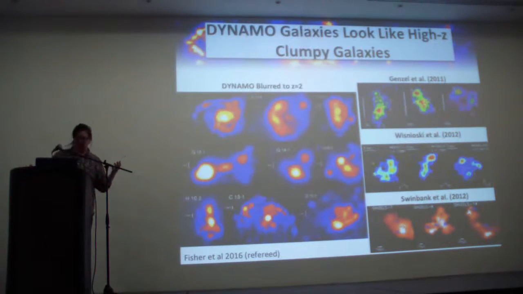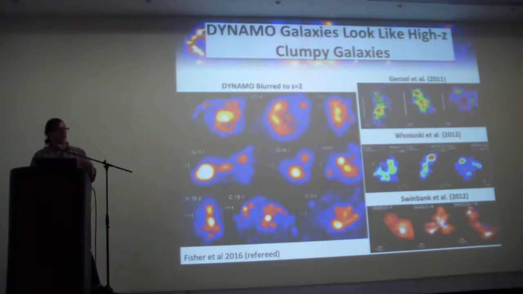And also, to me, this is the very basic result that is very clear. If I'm going to stand in front of you and tell you that DYNAMO galaxies are similar to high redshift galaxies, then I feel like they ought to look a lot like them. So we had an HST survey to map H-alpha emission in 10 of our galaxies. Before I show you the full resolution DYNAMO maps, I've blurred them out to match the resolution at redshift 2. On your left we have DYNAMO galaxies, and on the right are some high redshift maps of H-alpha from the literature.